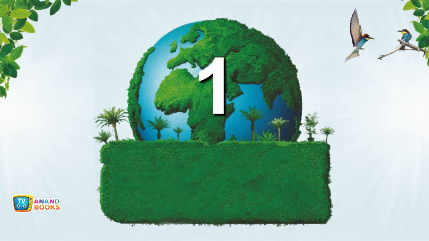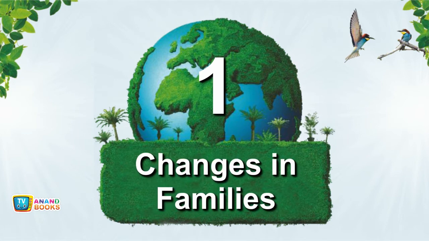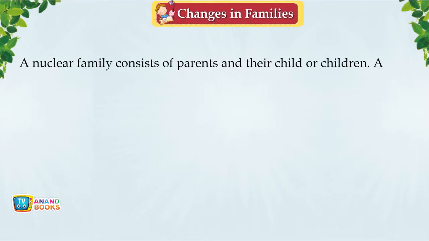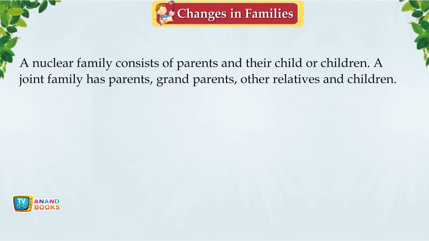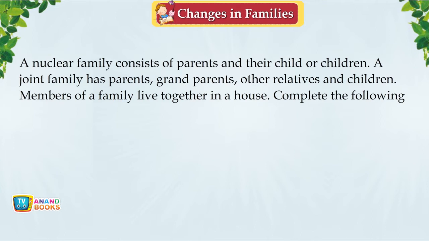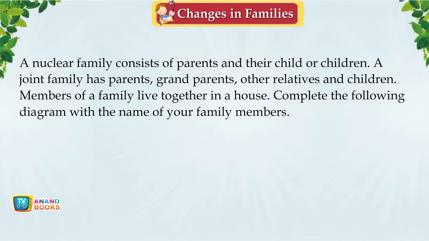Chapter 1. Changes in Families. A nuclear family consists of parents and their child or children. A joint family has parents, grandparents, other relatives, and children. Members of a family live together in a house. Complete the following diagram with the name of your family members.